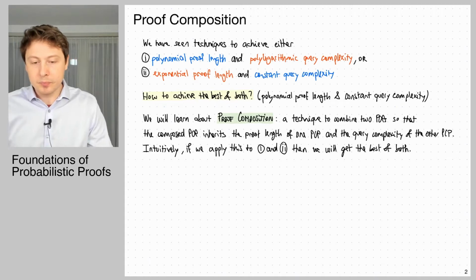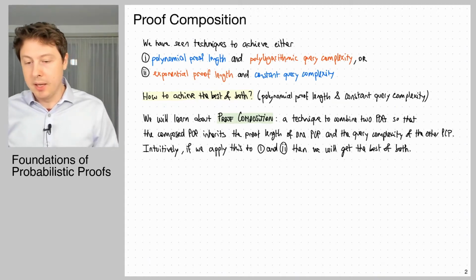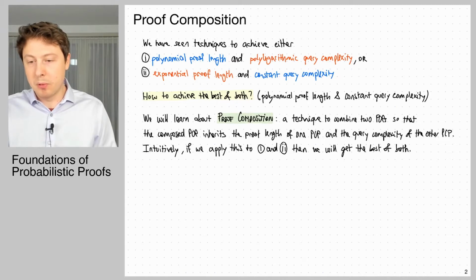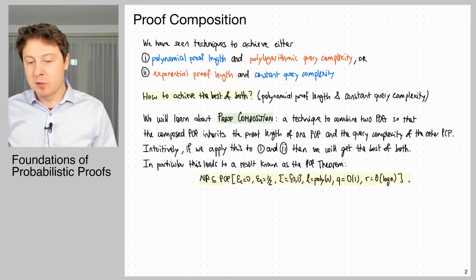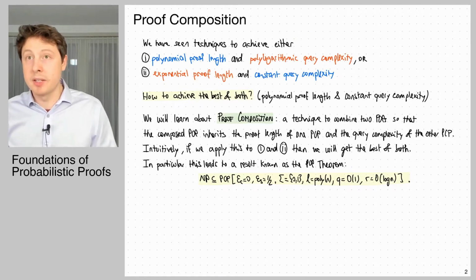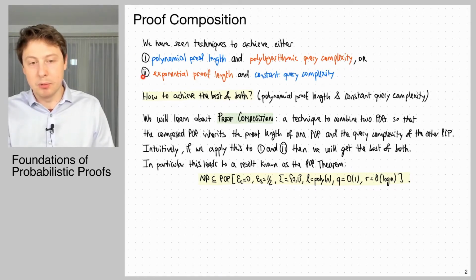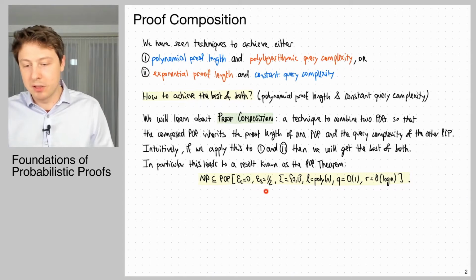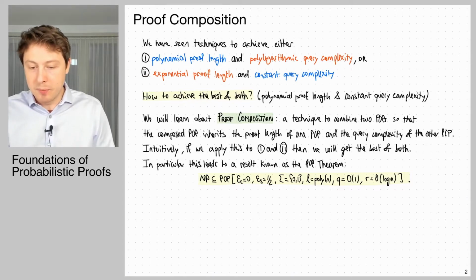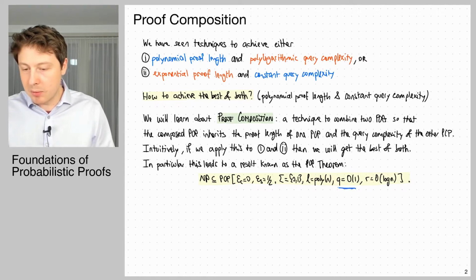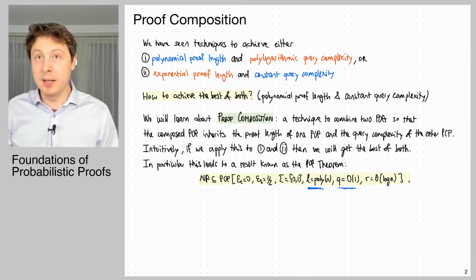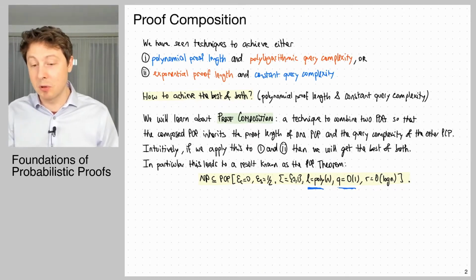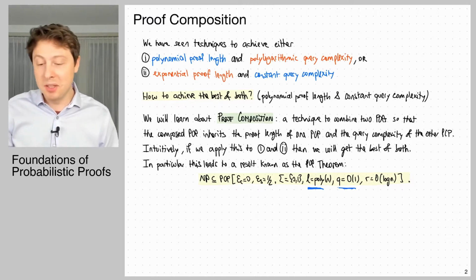Intuitively, if we apply this technique to both, we're going to get, as I said, the best of both. And this technique of proof composition is precisely what is applied to these constructions to derive the PCP theorem. So we have essentially already proved this result, but for achieving simultaneously polynomial proof length and constant query complexity. So in the next 2 lectures, we'll be able to prove the PCP theorem. It still requires a little bit of work.